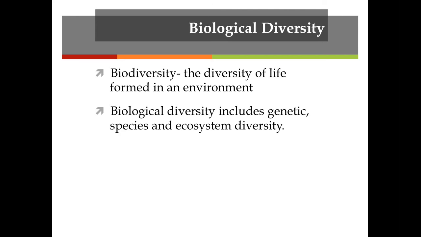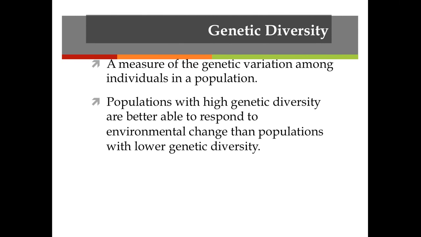So the first indicator we're going to look at is biodiversity, or biological diversity. This is going to look at the diversity of all the different life forms in an environment. Biodiversity exists at 3 different scales: ecosystem diversity, genetic diversity, and species diversity. The first one we're going to look at is genetic diversity.